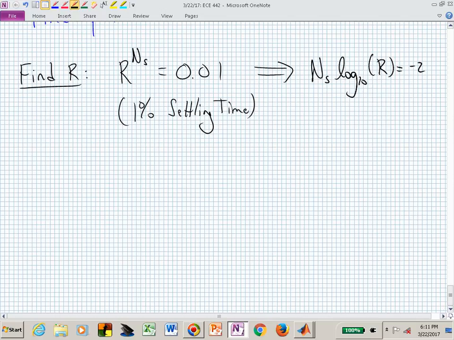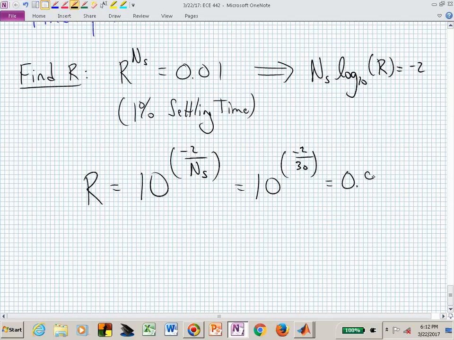And if we now solve for log of r and take the anti-log, which is raise everything or use that in the exponent of 10, we now have r is equal to 10 to the minus 2 over n sub s. Or in our case, we have 10 raised to the minus 2, and n sub s we said was 30. This now says that we want a radius of 0.8577, which is 10 raised to the minus 2 over 30.